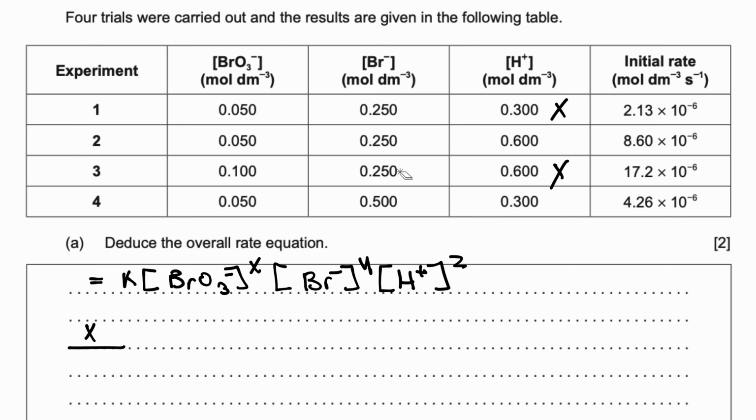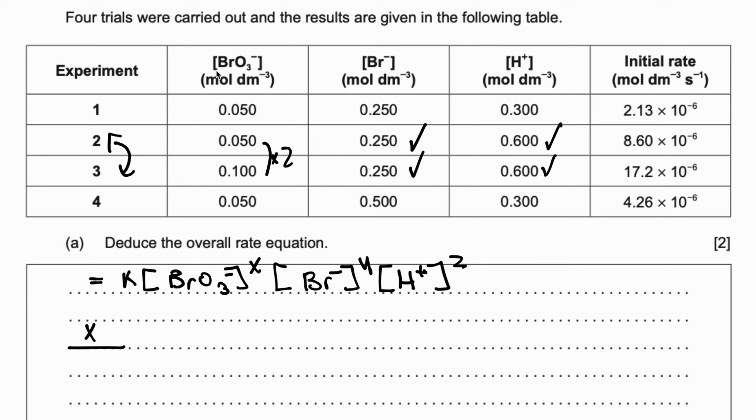So finally we're left with experiment 2 and experiment 3. Okay, these two, let's see. The concentration of bromate is doubled, that works. The concentration of Br⁻ is kept constant, and the concentration of H⁺ is kept constant as well. So we can use these two rows to find out the order for this particular reactant.